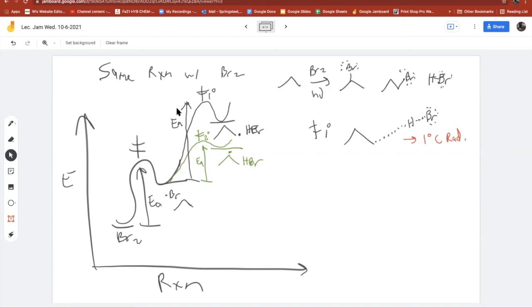Transition state secondary, it's going to have that hydrogen almost completely removed. And so it's going to look more like, I'm going to say approximately, a secondary carbon radical. So this means that that transition state should be lower in energy, because we know a secondary carbon radical is lower in energy than primary because it's got two sp3 carbon neighbors donating.